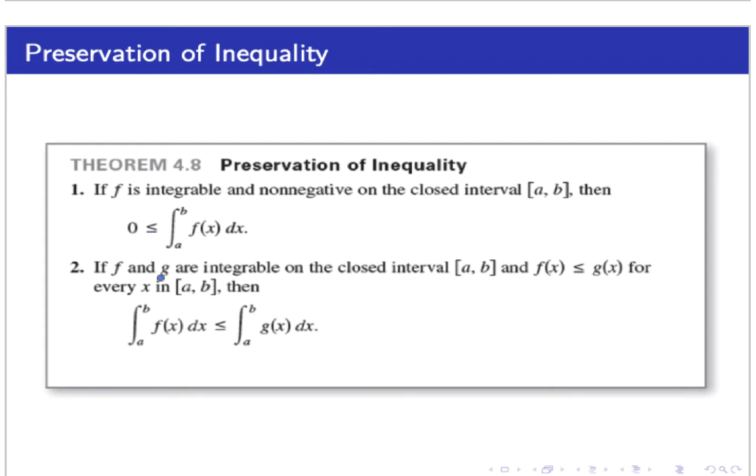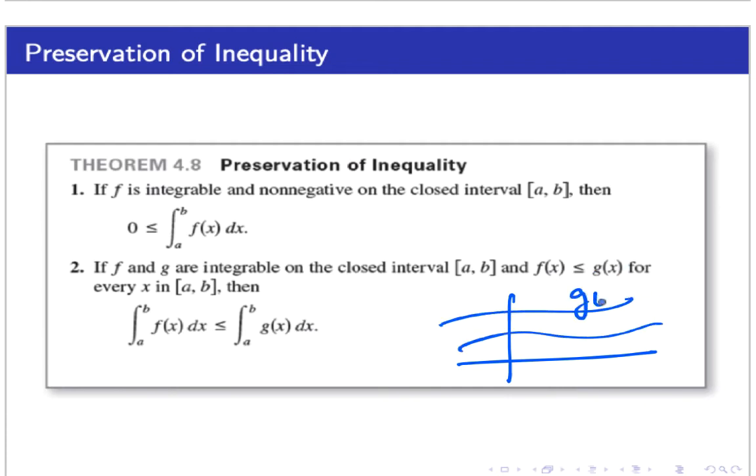Now, the other thing it says is if I have two integrable functions on a closed interval, and f(x) is always less than or equal to g(x). In other words, suppose I have two functions, and g(x) is always bigger than the function f(x). If I want to take the area under these curves from a to b, clearly the area under the function g(x) is definitely more than the area under the curve f(x). And that's what it says.